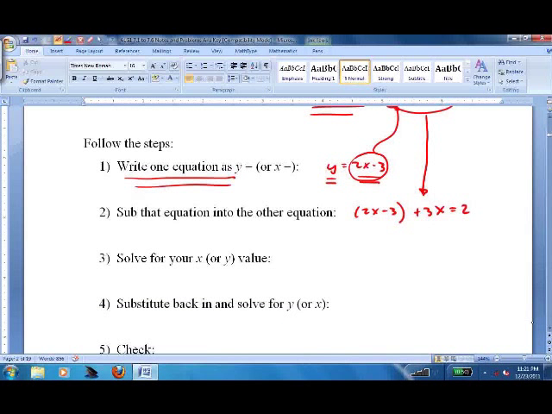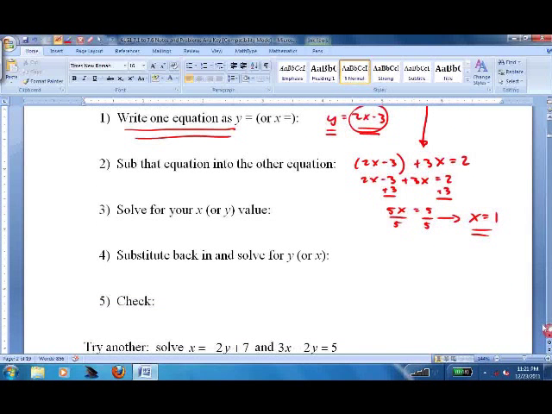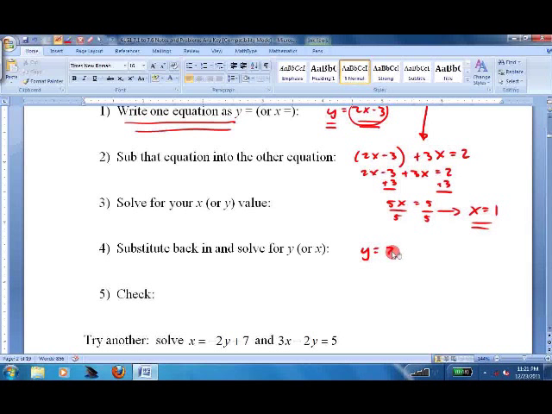Now we've got an equation with just one variable, so we can solve it. 2x minus 3 plus 3x equals 2. Add 3 to both sides. 5x equals 5. Divide by 5. X equals 1. Once we have one variable, we can just plug it in to get the other one. So we'll use the y equals 2x minus 3. It does not matter which one you use. Y equals 2 times 1, minus 3, y equals 2 minus 3, y equals negative 1. So there's our solution, 1, negative 1.